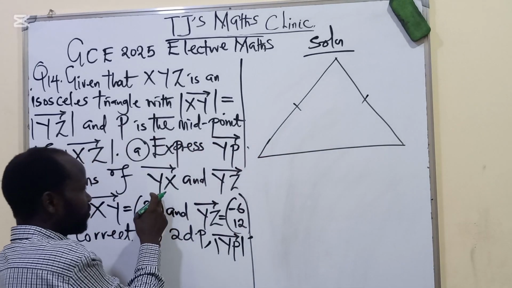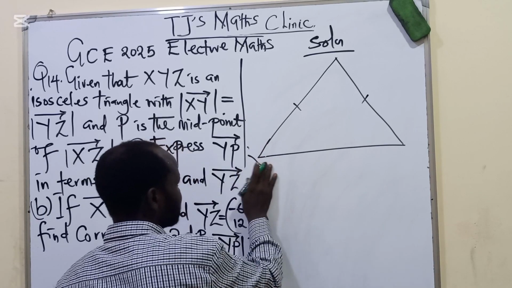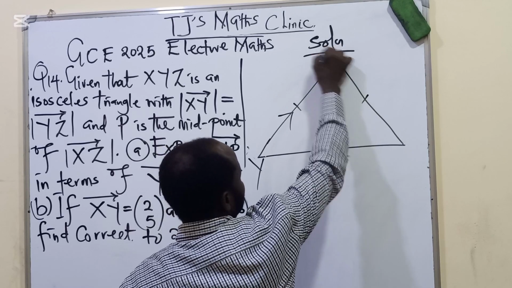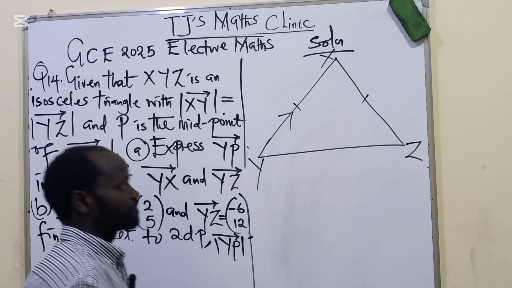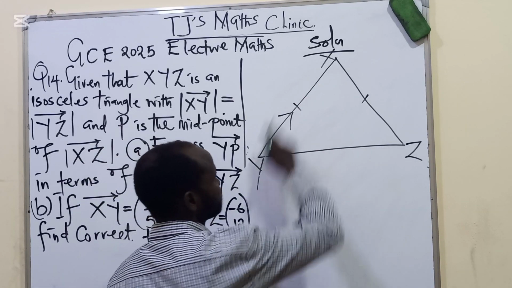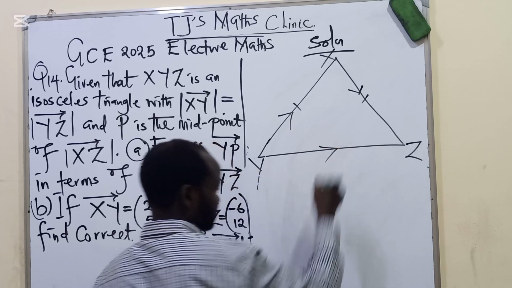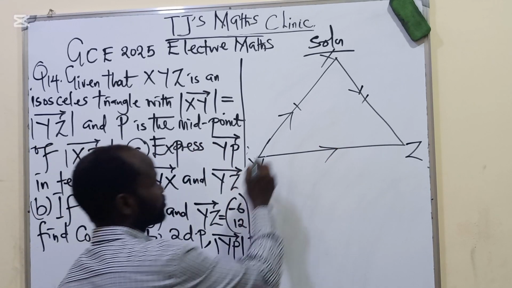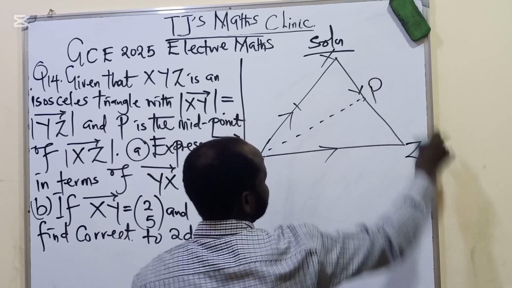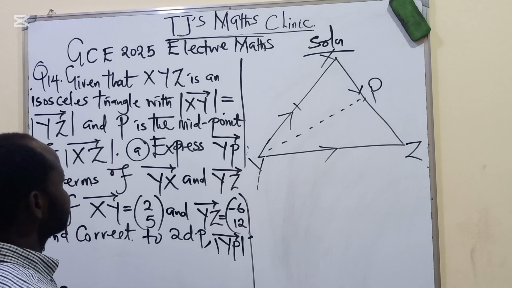Since y is common here, that's the reference point, so y will be the origin. So we have y, then we move to x, here will be x, then z. Our movement from y to z can be accomplished in two ways. We can move from y to x, then x to z, or y to z, that's the shortest distance. And we are told from the question that P is the midpoint of xz. Very important concept.